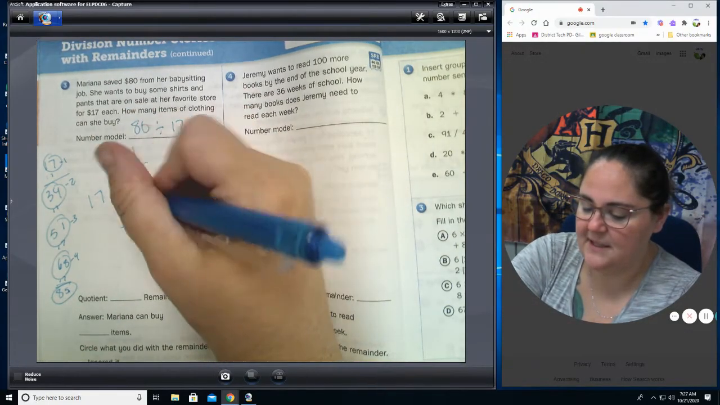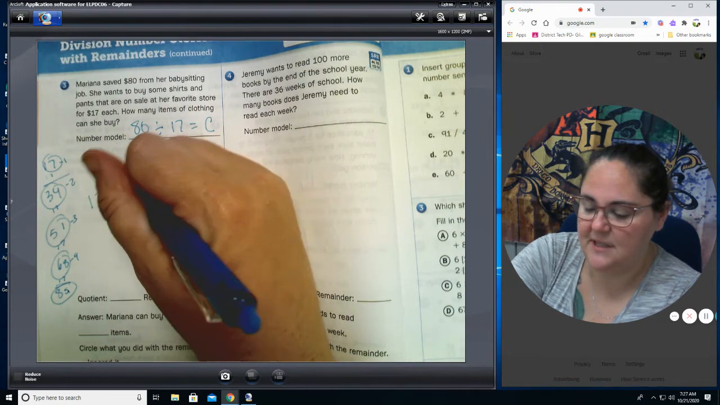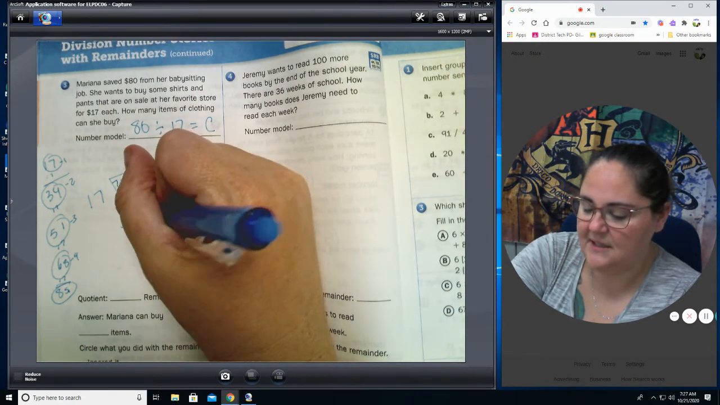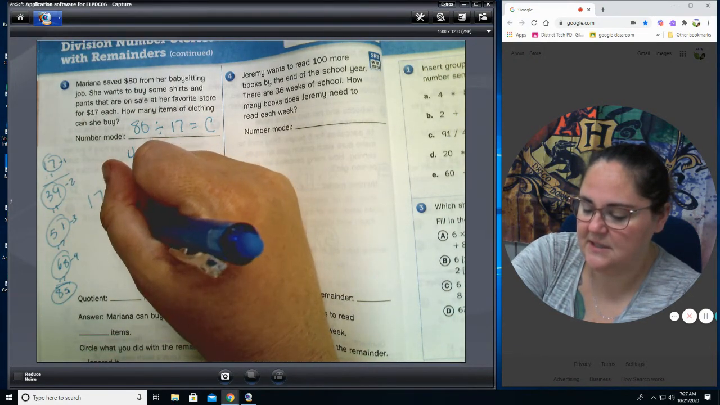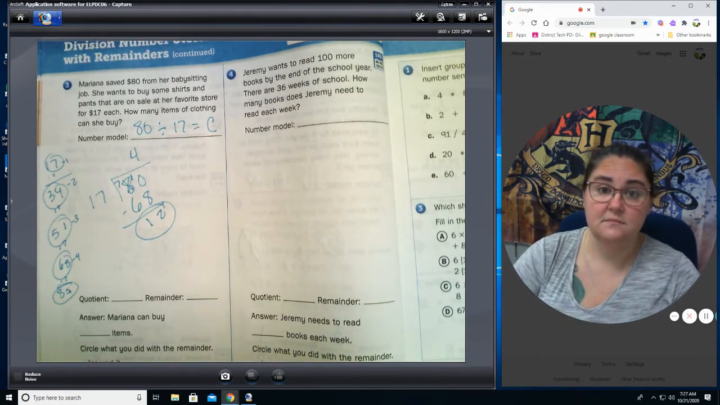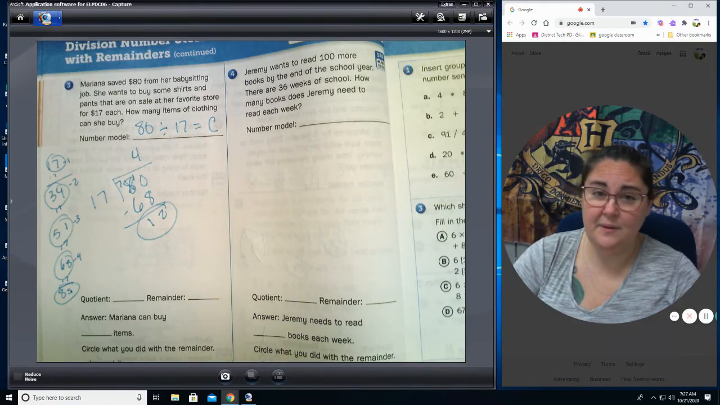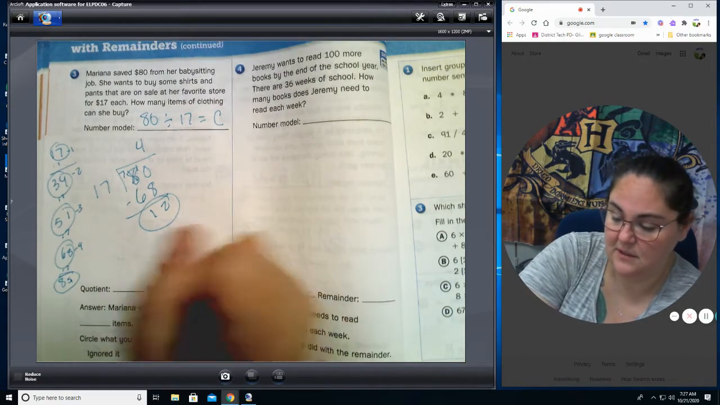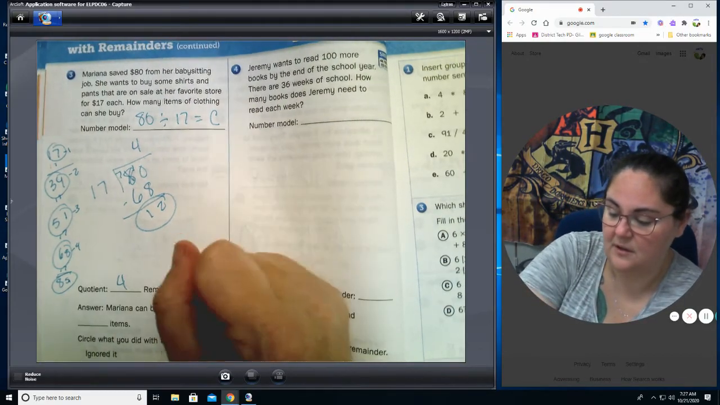All right, 0 minus 8 I can't do. 8 turns to a 7. All right, 10 minus 8 is 2. 7 minus 6 is 1. So my remainder is 12. All right, here's the big question. Quotient is 4. Remainder is 12.